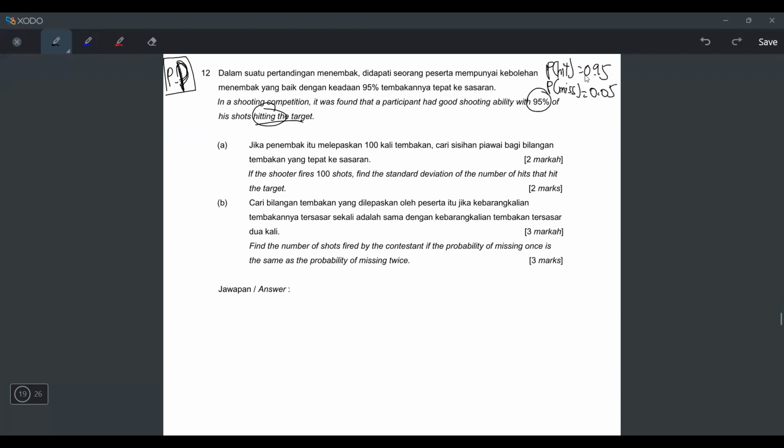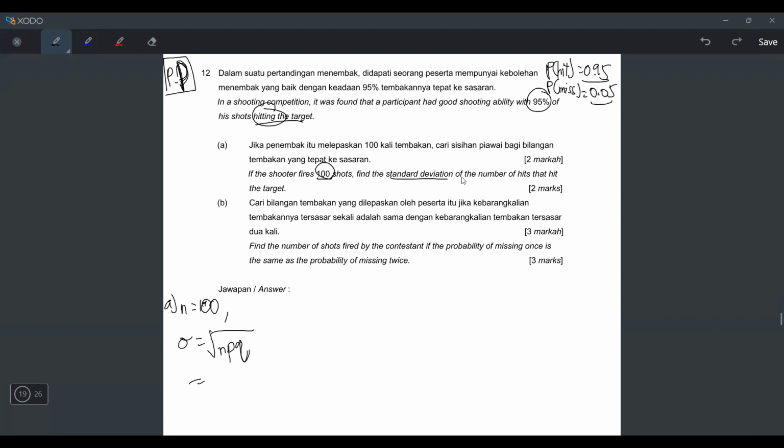But I still don't know which one is the P, which one is the Q. I still don't know which one is success, which one is failure. I have to read until the last line, then only I know. So part A says what? If the shooter fires 100 shots, so this is definitely the N. So the N is 100. But I still don't know my P and Q. They say what? Find the standard deviation. Okay, the standard deviation formula is square root of NPQ.